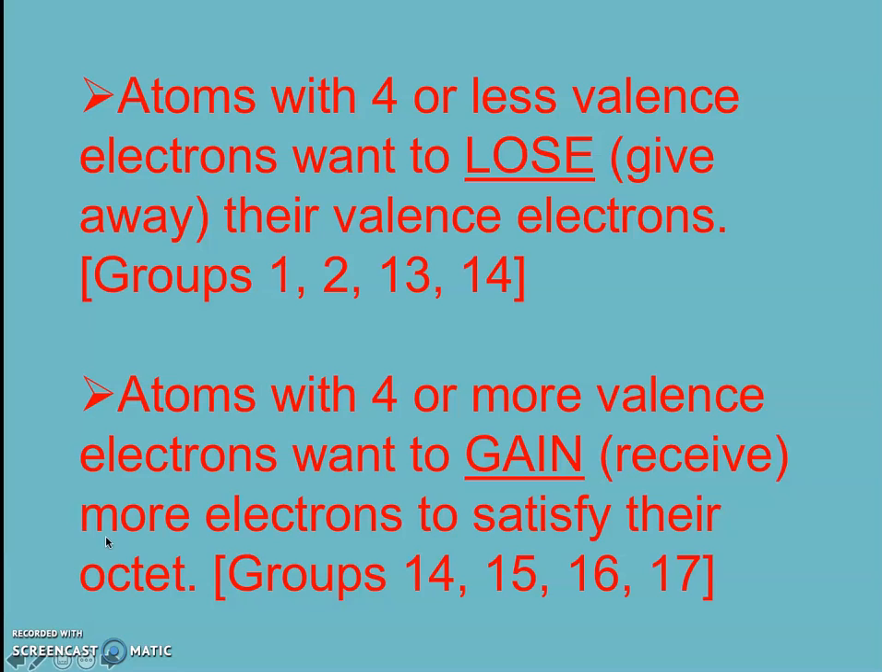So atoms with 4 or less valence electrons want to lose their electrons, or they want to give them away. So this is going to happen in groups 1, 2, 13, and 14. Atoms with 4 or more valence electrons are going to want to gain more electrons in order to meet that octet rule. So groups 14, 15, 16, and 17.